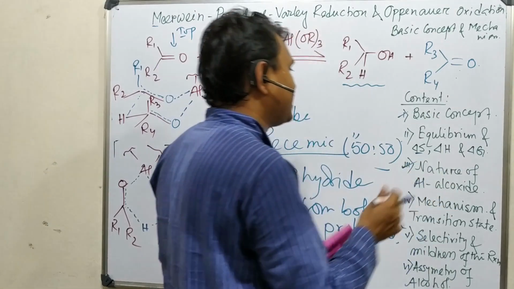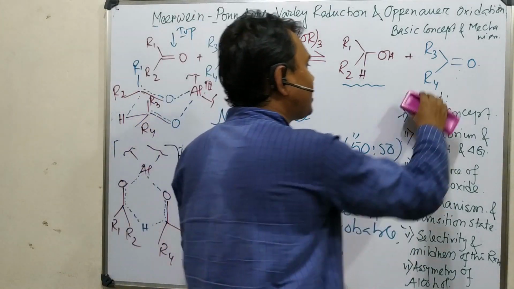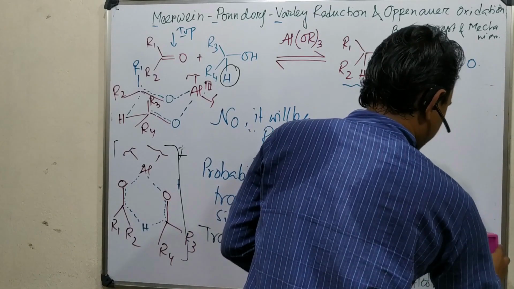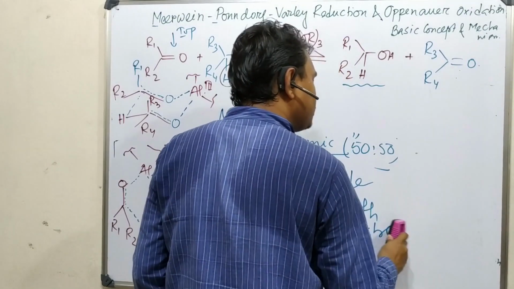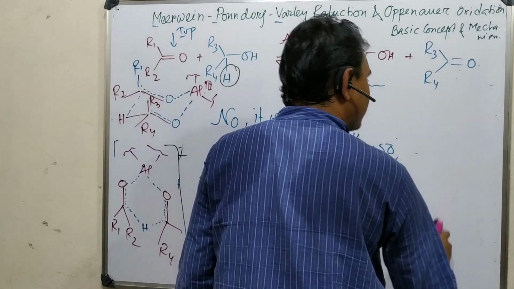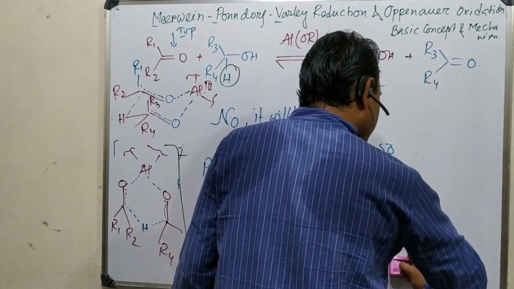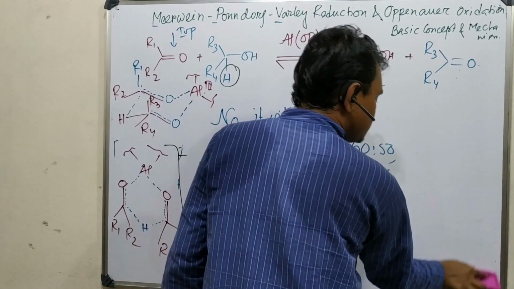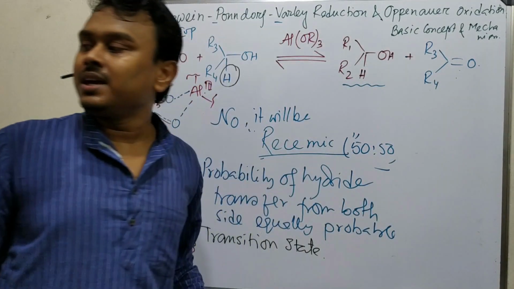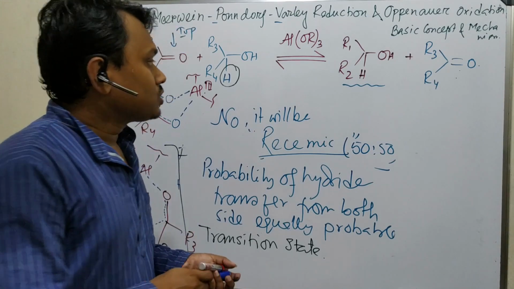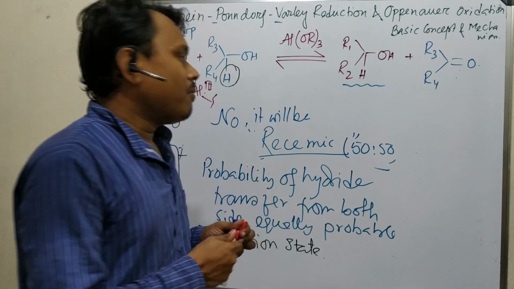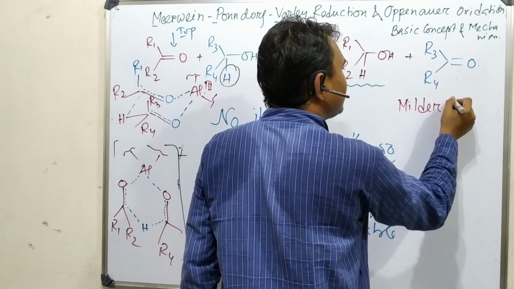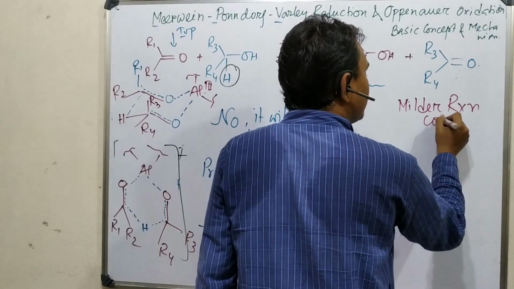So selectivity and mildness. The most important part of this discussion is about selectivity and mildness. You see here, during the whole reaction, what hard or harsh reagent have we used? We have used aluminium alkoxide. You can say this is a basic reagent which we have used for this process. Fine. But nothing difficult or harsh. So this is a milder reaction condition.